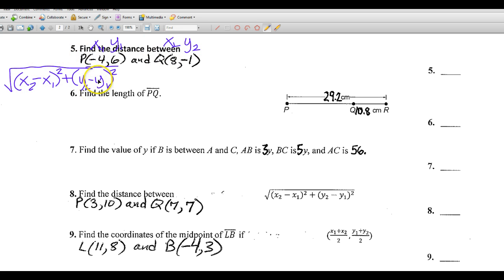The main thing is we're going to subtract our x's and we're going to subtract our y's, and it does not matter which order we subtract them in. So I could take 8 minus negative 4, or I can take negative 4 minus 8. So I'm just going to stick with the way that I have this set up here, and I'm going to take 8 minus negative 4. And y2 minus y1 would be negative 1 minus 6.